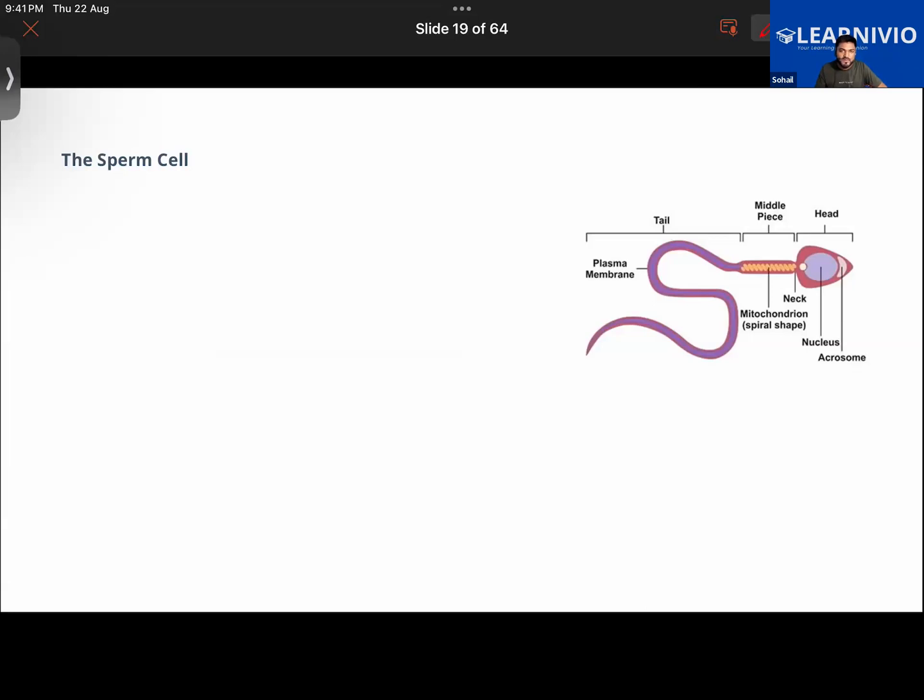Yes, it's the gamete. Male or female gamete? Male gamete. Good. The sperm is the male gamete. Let us understand the structure of the sperm. The body of the sperm is divided into three parts: the head, the middle piece, and the tail.